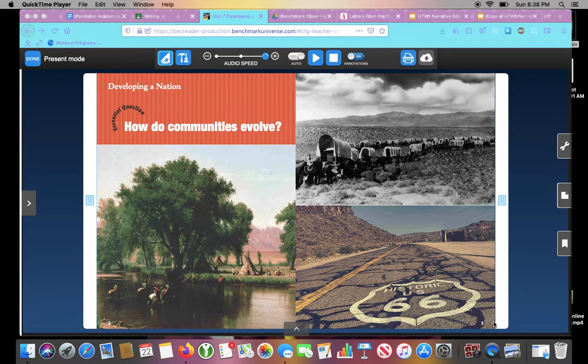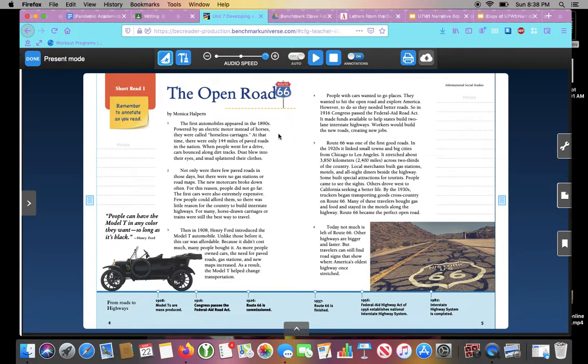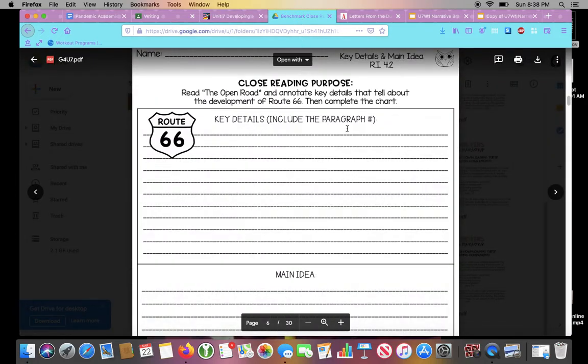All right, so let's start with the first story in your ELA packet. It's called The Open Road. And today we will read and look for the main idea and key details. So in your packet, it's this lesson. Read The Open Road and annotate key details that tell about the development of Route 66. And this word here, some people say route, some people say route. Either one is correct.